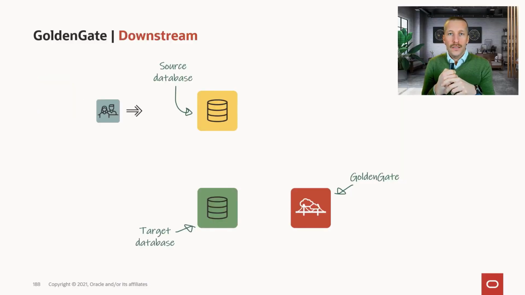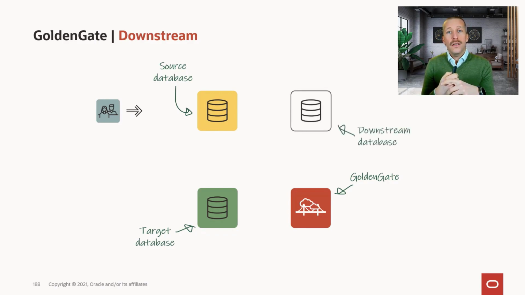It works like this. We have the source database where users are connected. We have the target database where we want to replicate to, and in between we have the GoldenGate hub. Now let's introduce a downstream database. It can be a brand new empty database. It doesn't have to be a copy of your production database. No, just an empty database. And you configure it as a downstream database.